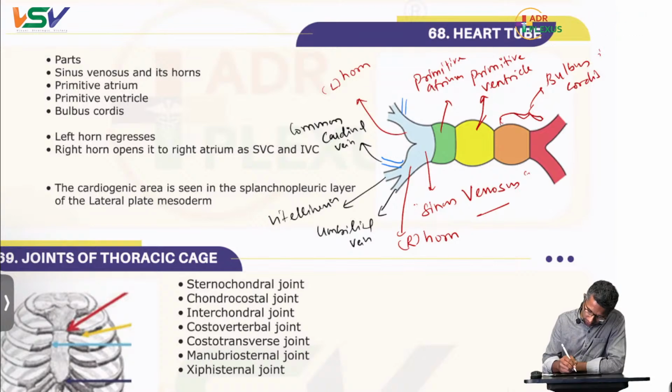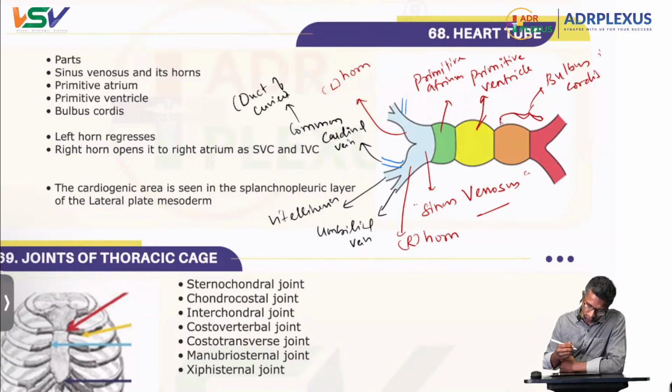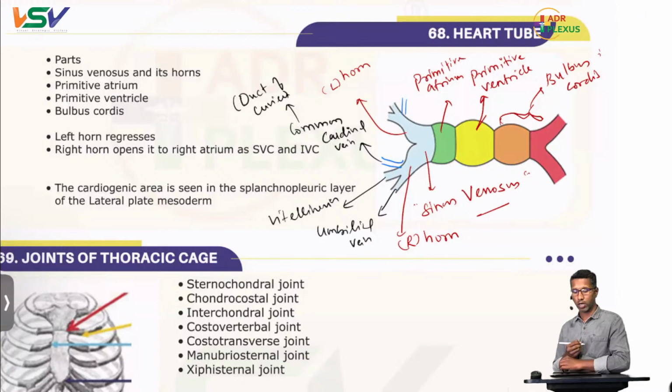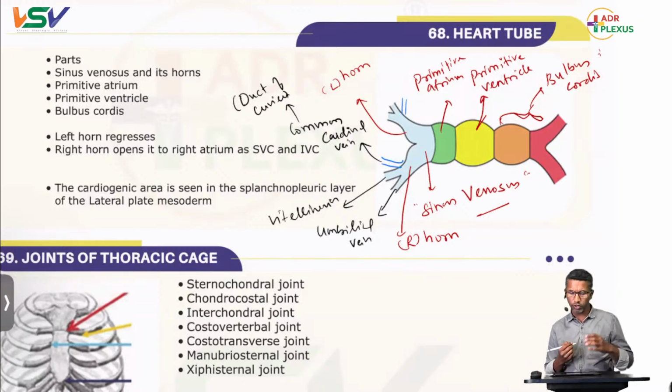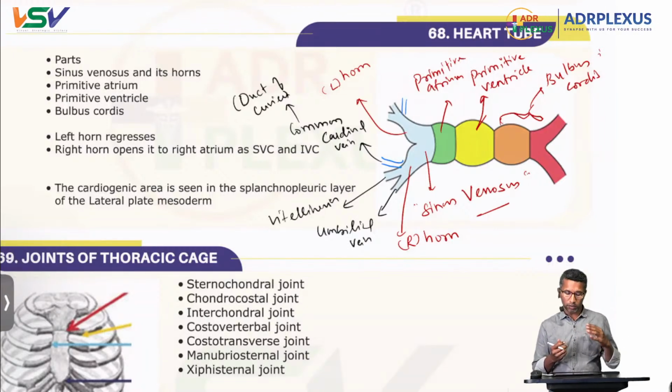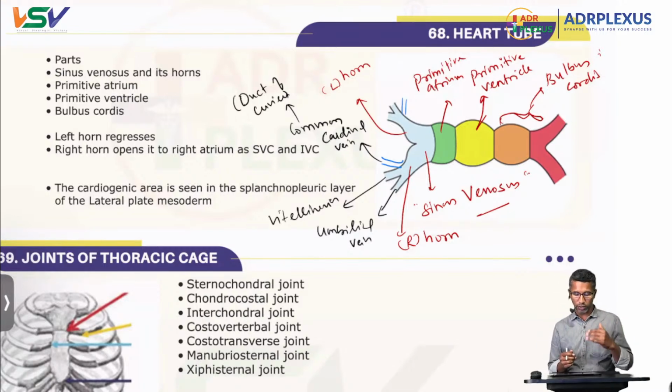Common cardinal vein is also called the duct of Cuvier. You got the common cardinal vein, vitelline vein, and umbilical vein on both the horns, both on the left horn and on the right horn.